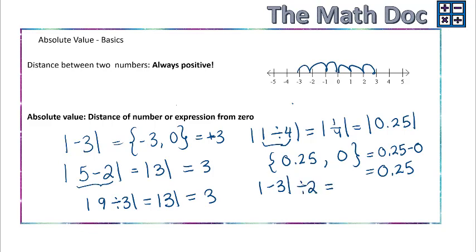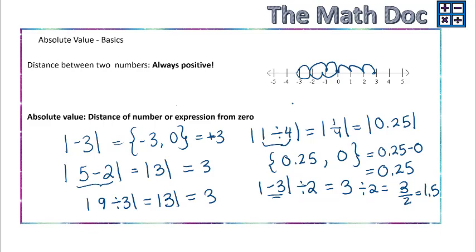Well, that equals, first we do the absolute value. That's the first order of operation. So the absolute value of negative 3 is just 3, right? We go 1, 2, 3, as we've done before, and then divide by 2, and that is just 3/2, right, or 1.5.